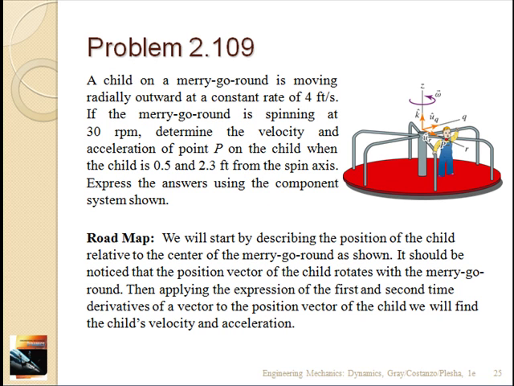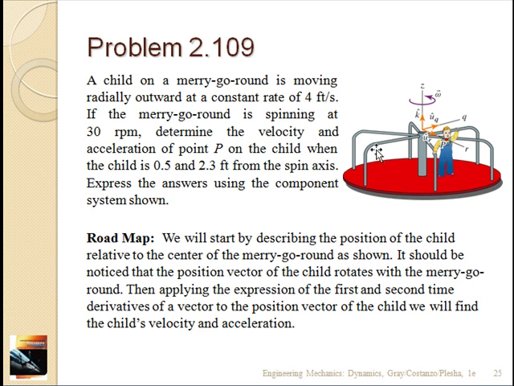So let's do one more. Suppose we have a merry-go-round which is spinning. It's in a park, it's spinning. There's a child on the merry-go-round. The child is walking on the merry-go-round. So we're told that the child is walking at 4 feet per second, perfectly radially on this merry-go-round.